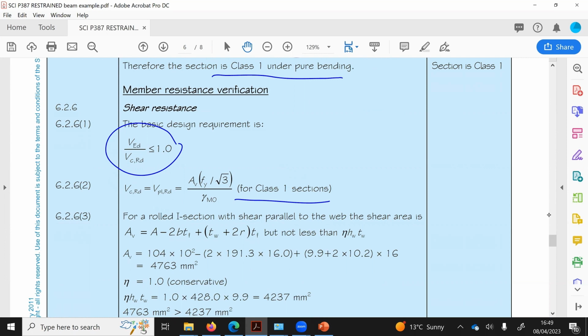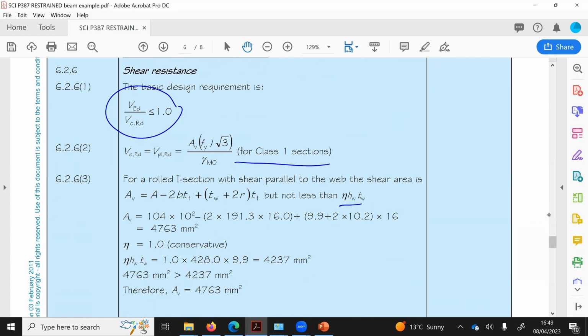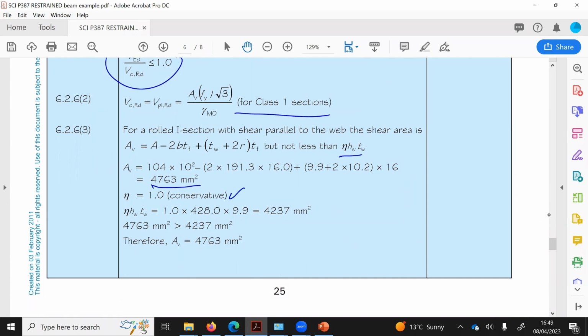For rolled sections, remember the web is going to take shear mostly. The formula for shear area is A minus 2 B TF plus (TW plus 2R) into TF, but this should be less than or equal to nu HW TW. If we put all these values here, we get the shear area of the section. The value of nu is 1. Nu HW over TW, where HW is the height of the web and TW is the thickness of the web. We get this area as 4237 millimeter square. As our AV is greater than nu HW TW, AV will be equal to 4763. If it is not, then you will adopt this value.